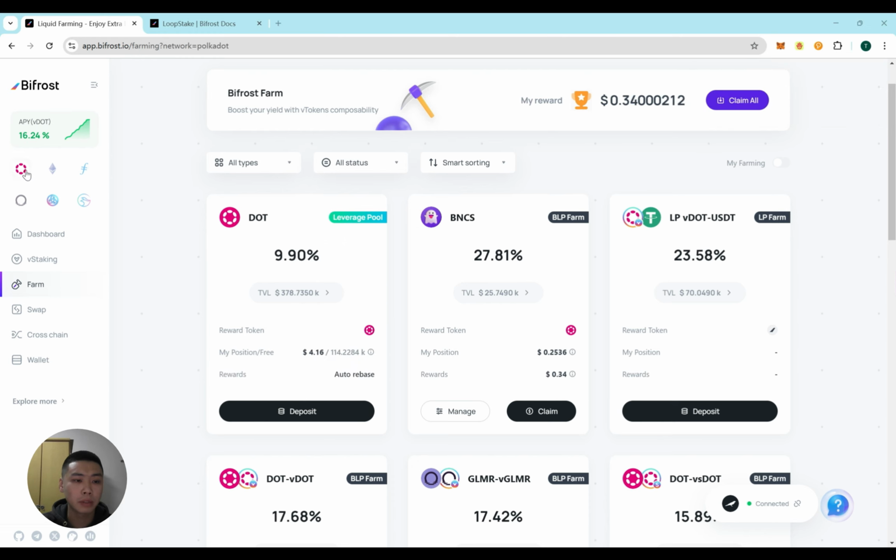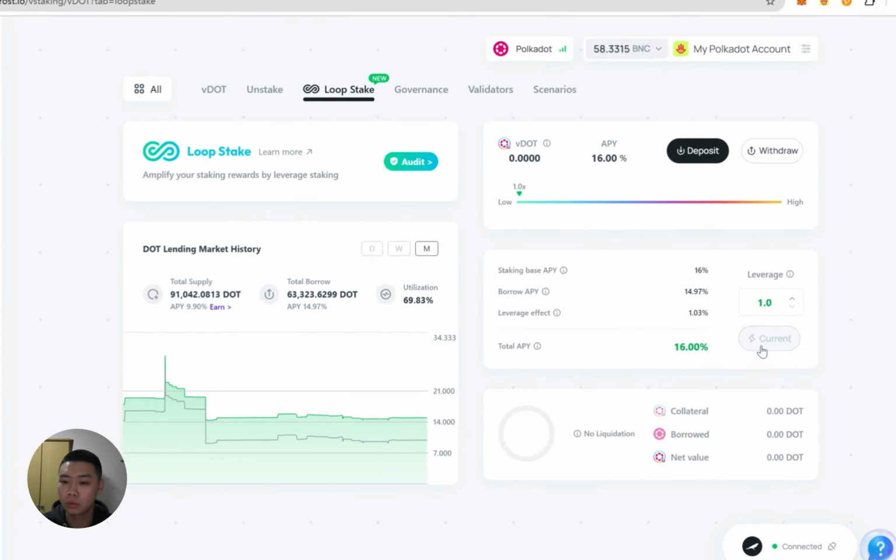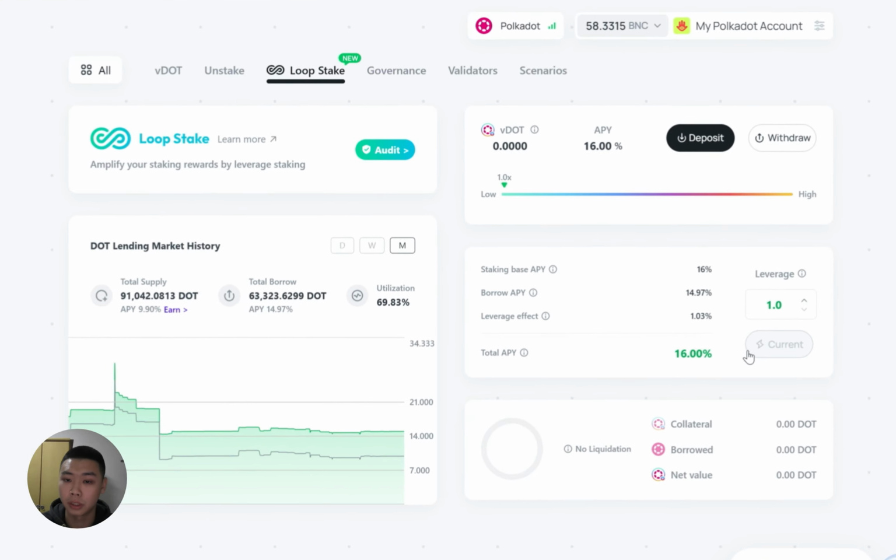Well, let us move back to the main page, and I will show you how to create your leveraged position. On the right side of this page, the first box indicates how much V DOT is in the position, and the second one is the APY that you are yielding. I'll explain it later once we create one. And then there are two buttons, deposit and withdraw.